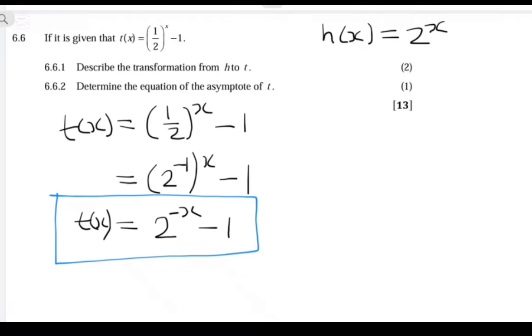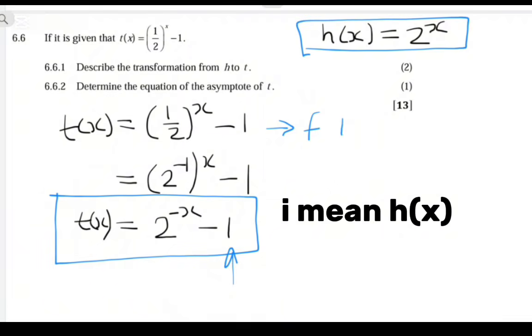So what happened actually, the original graph was like this. It was 2 exponent x, but this one has a negative, and it also has this one. We know from the exponential that this number here is the horizontal asymptote. So first thing, we can say this graph has moved 1 unit downwards, because it goes downwards there. So we can simply say h is shifted 1 unit downwards.